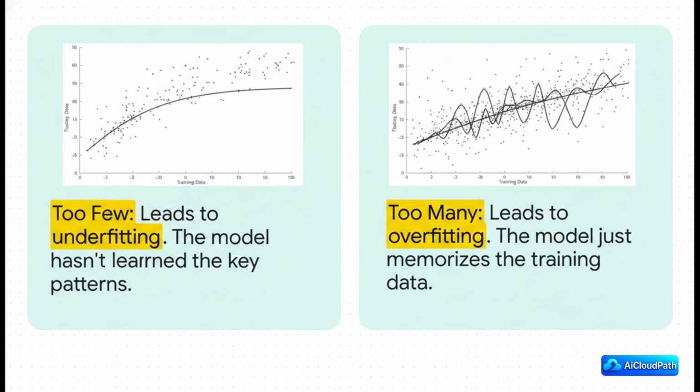And this is a real balancing act. If you have too few epochs, the model is underfit. It's like it didn't study enough, so it fails the test because it never learns the patterns. But if you have too many epochs, you get the opposite problem, overfitting. This is when the model basically just memorizes the training data. It's like photocopier Phil. He can ace the practice test, but give him a new question and he's totally lost.